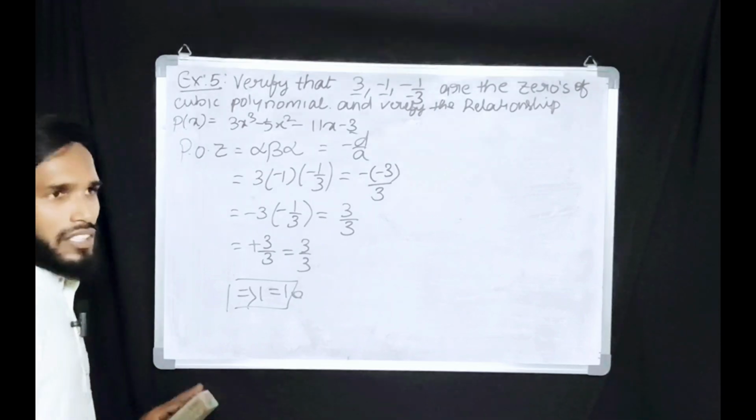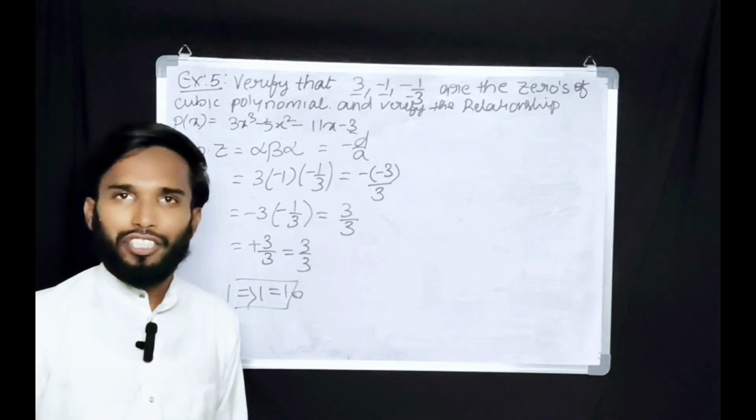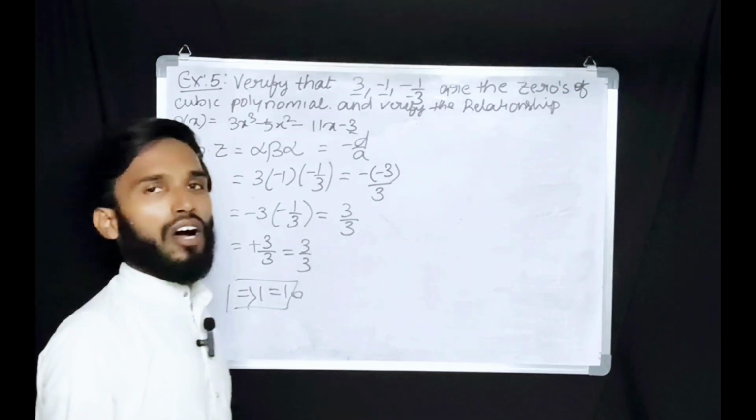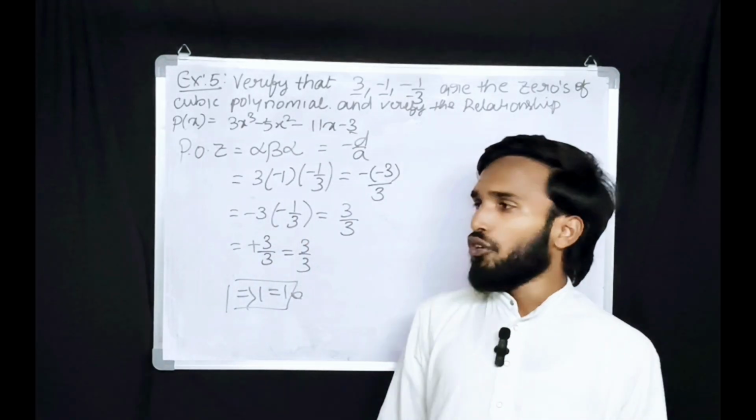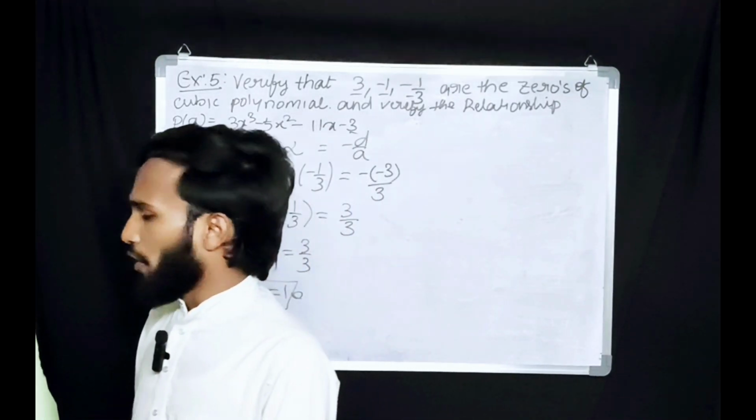So here the relationship between the zeros and the coefficients is proved. This is how you have to prove the relationship between the zeros and the coefficients of polynomials.